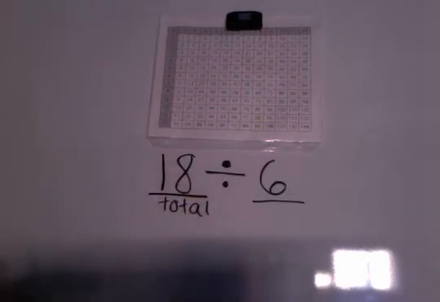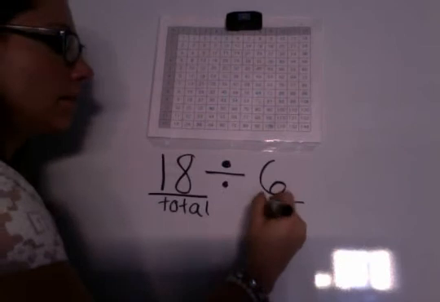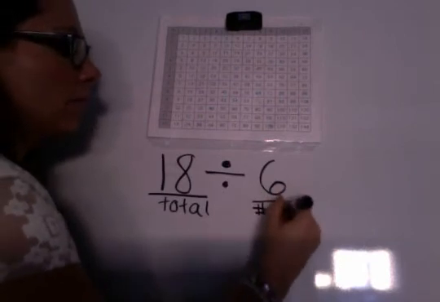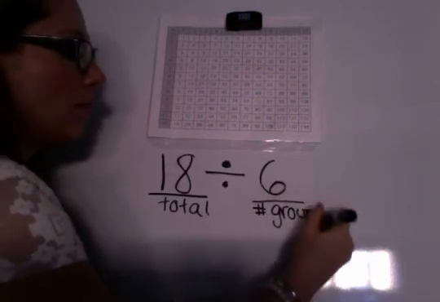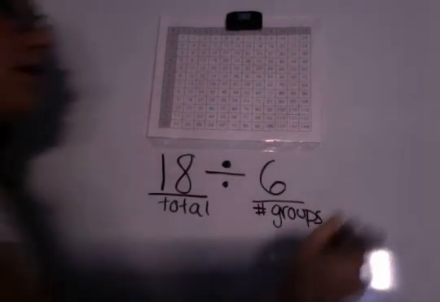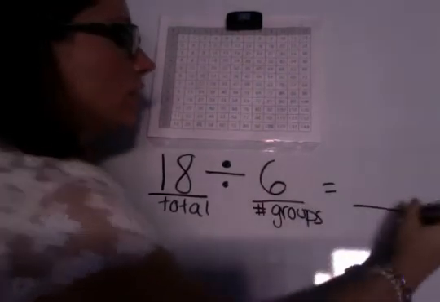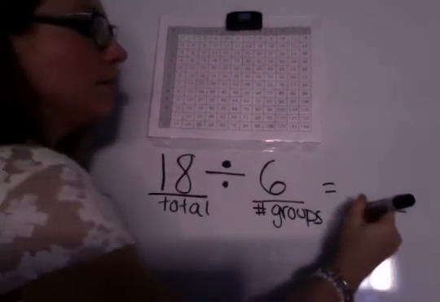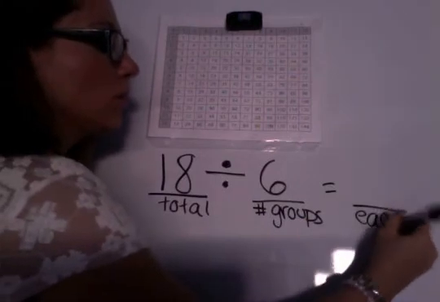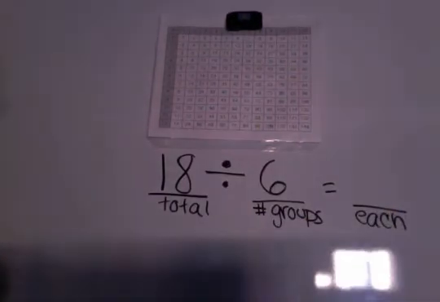That is your total number of Legos, total number of cookies, whatever it is that we are trying to separate into groups. And then this number here is always our number of groups. So go ahead and write that under. And then our answer, what we are looking for, is going to be the number in each group. So I'm just going to write each over here.